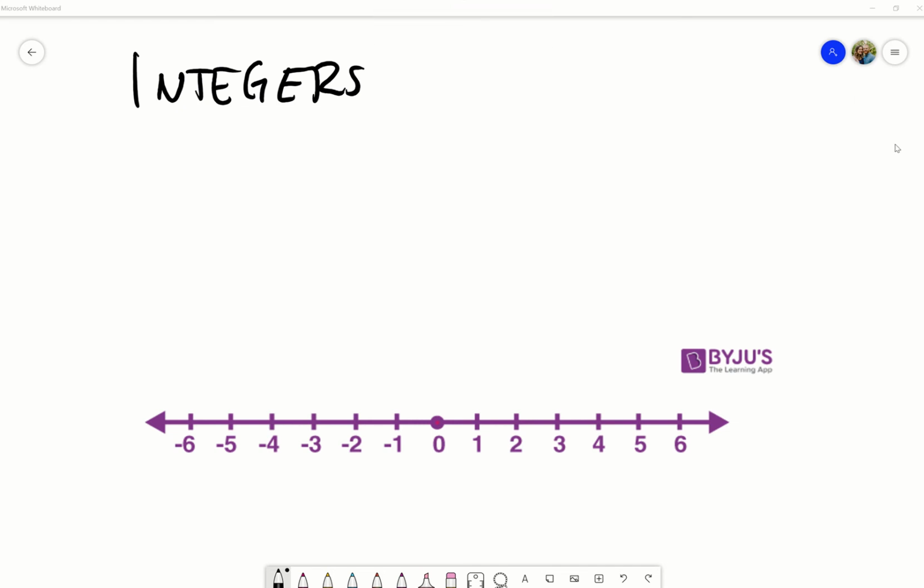Hello, children. Welcome to a new lesson all about integers. This is our introduction to integers, and integers is just a fancy way to say negative numbers.